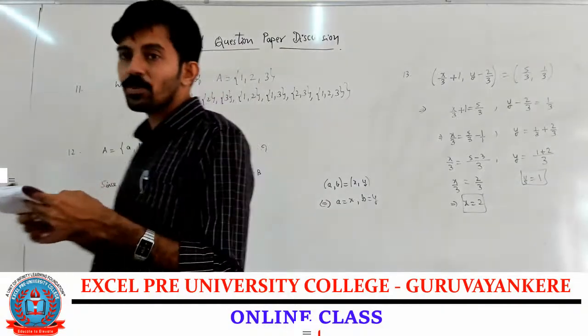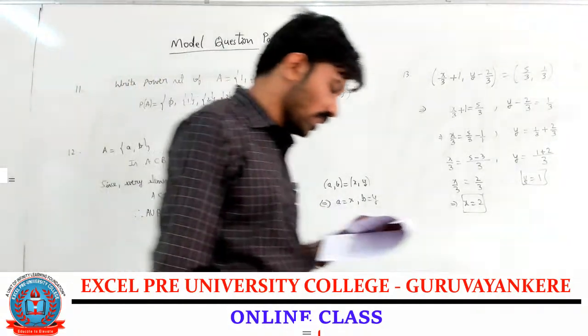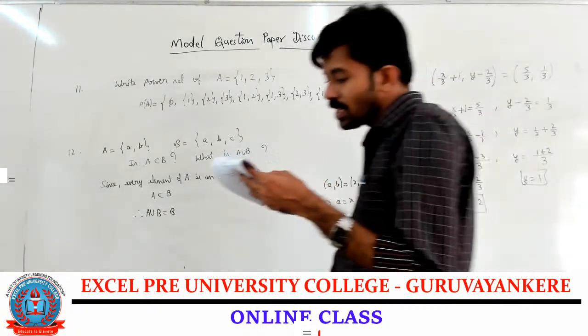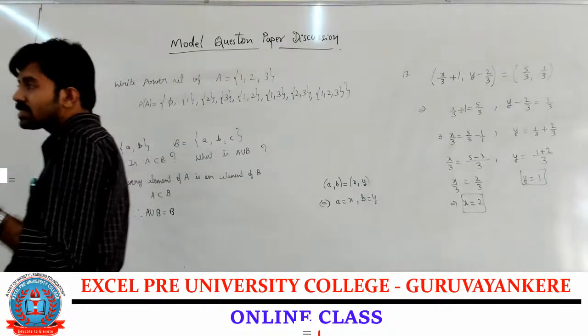Next, question number 14. A wheel makes 360 revolutions in 1 minute. So how many radians does it turn in 1 second?